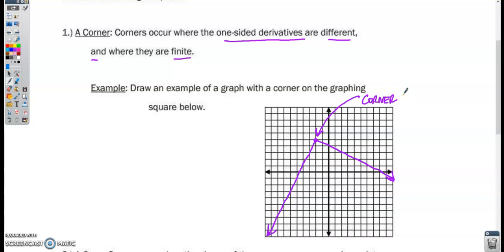And certainly answers to this question may vary, but they form a corner. It doesn't have to be a 90-degree angle. Of course, I drew one that was, but any kind of corner will do. Any absolute value function, or any absolute value of a linear, that V-shaped absolute value, those all have corners. So that's what a corner is, what it looks like.